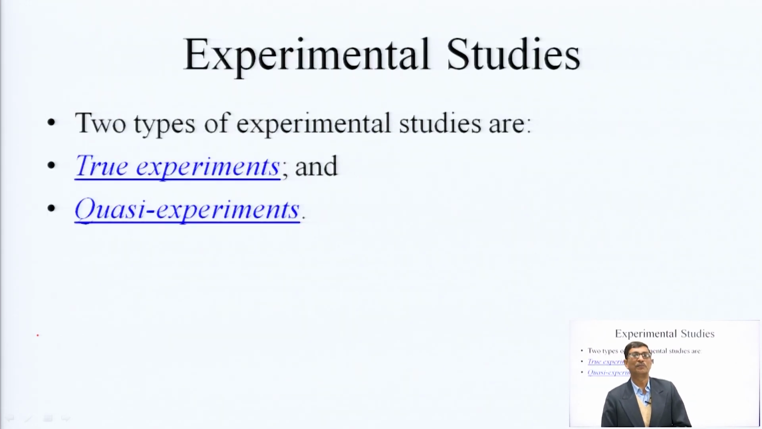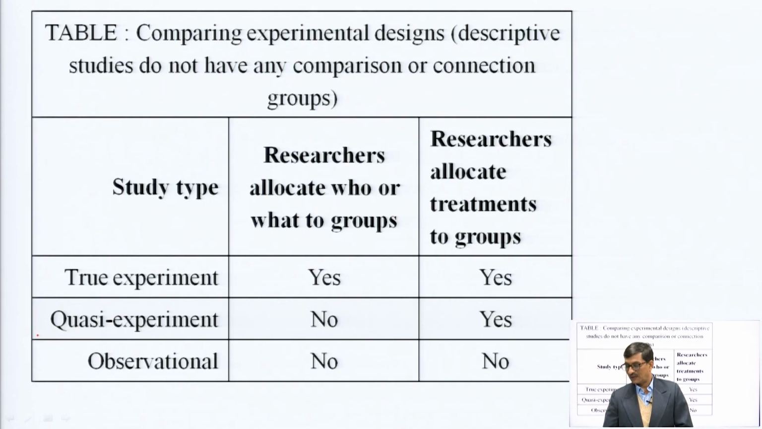Now, there are two main types of experimental studies, true experiments and quasi experiments. Here we have a table in which we are comparing experimental designs. Descriptive studies do not have any comparison or control groups. So, there are three types of study, either true experiment, second quasi experiment, and third observational.